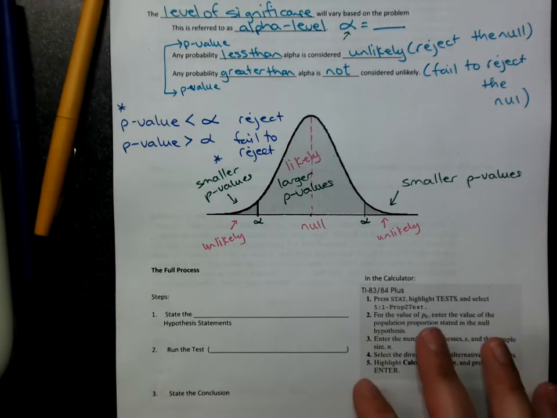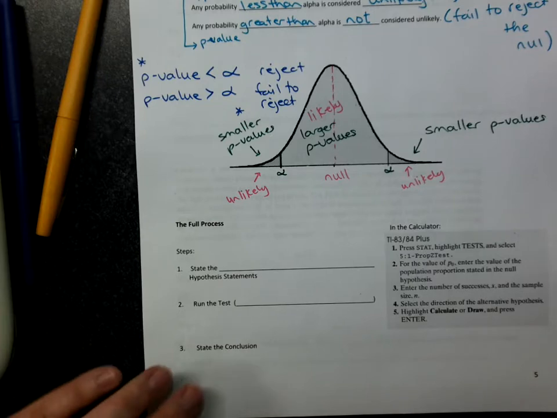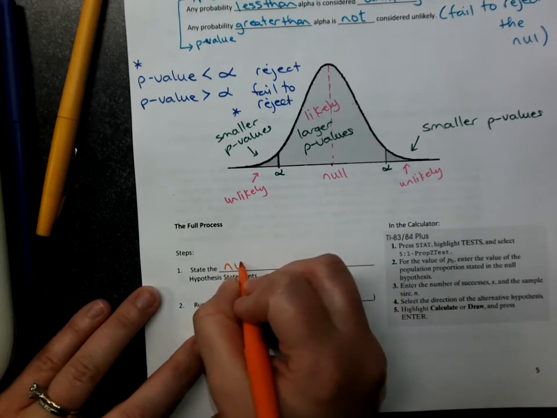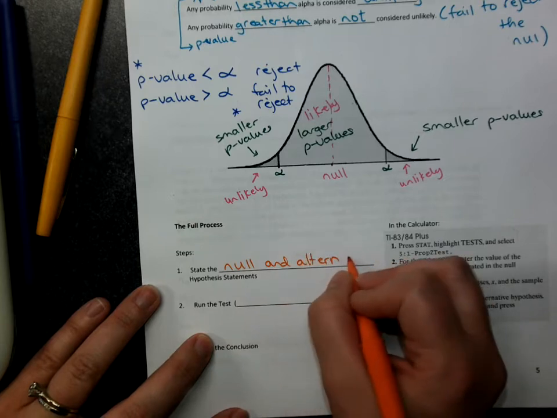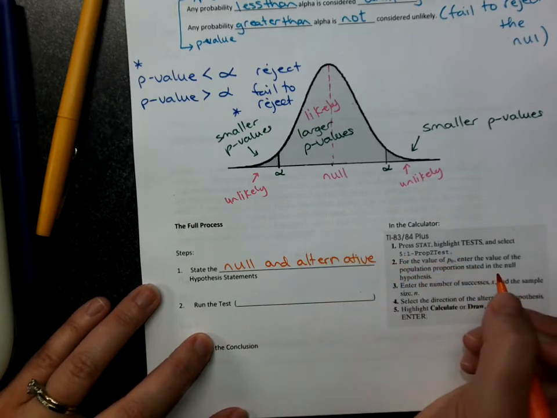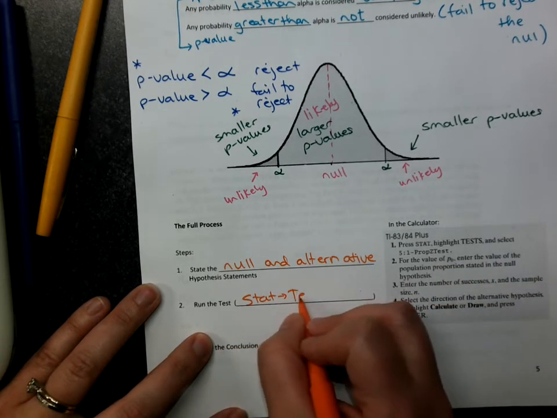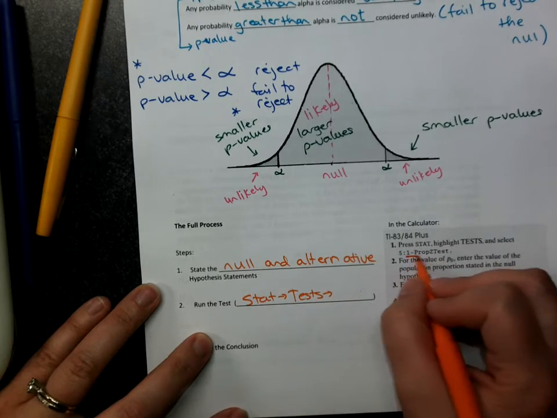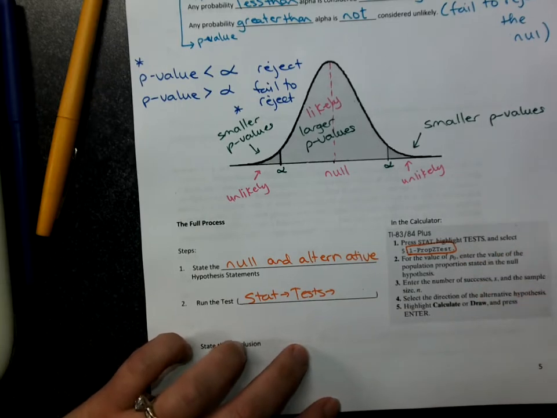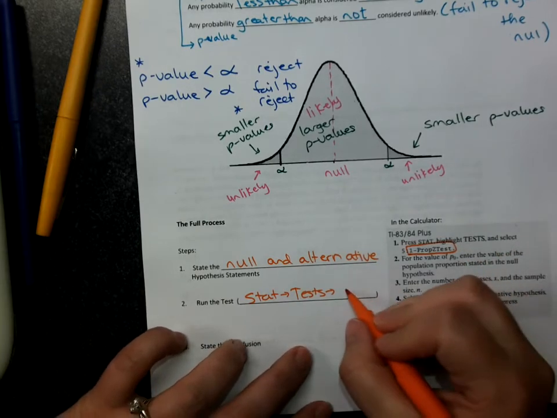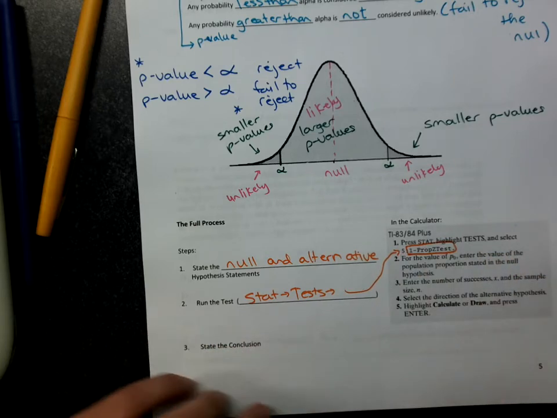So I've really streamlined this down to 3 main steps for this chapter. The first thing is to state the null and alternative hypothesis statements. Run the tests, and that's under stat tests, and we're going to use one prop z test for proportions, and we'll use a different test for means. So stat tests, for this one we're going to use option 5, one prop z test. Again, for means we'll use a different one.